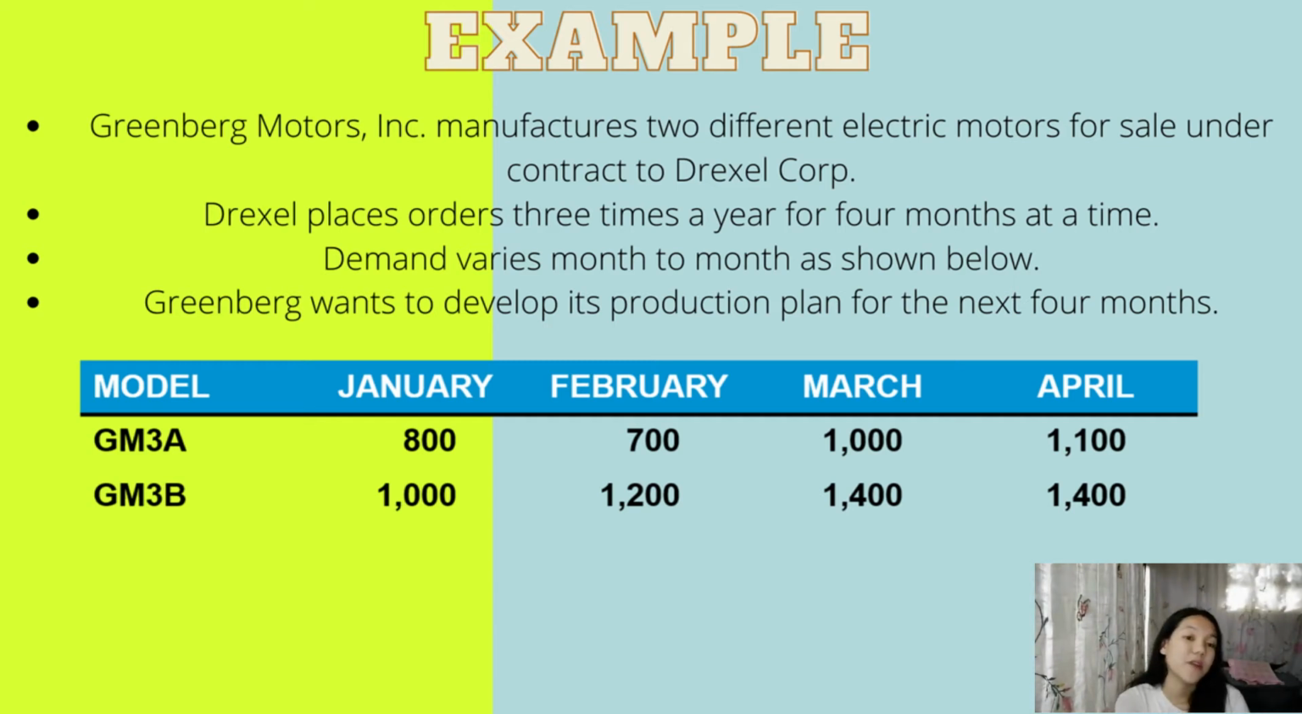The example here is Greenberg Motors Incorporated, which manufactures two different models of motors, which are the GM3A and the GM3B. And the contracts are three times a year for 4 months at a time. So we have here 4 months from January, February, March to April. So that's 4 months. And yung demand, of course, sa sinabi ko kanina nga, every month, di naman talaga naging constant yung demand because it varies. And Greenberg wants to develop its production plan for the next 4 months. So we're going to focus on the next 4 months of their contract.